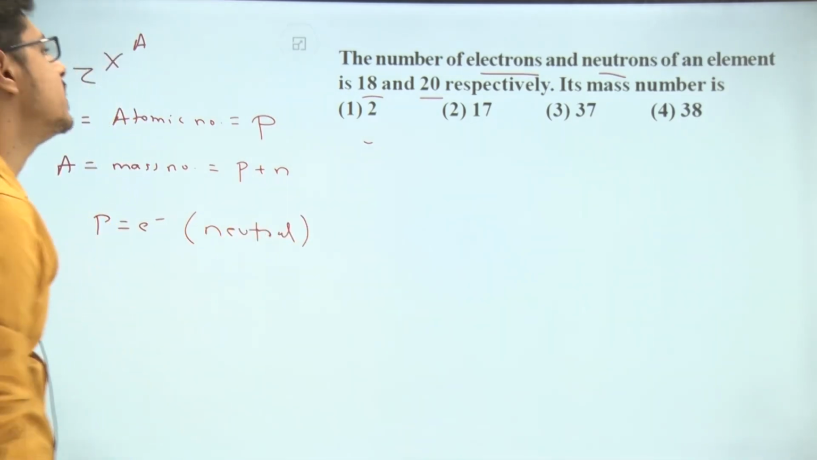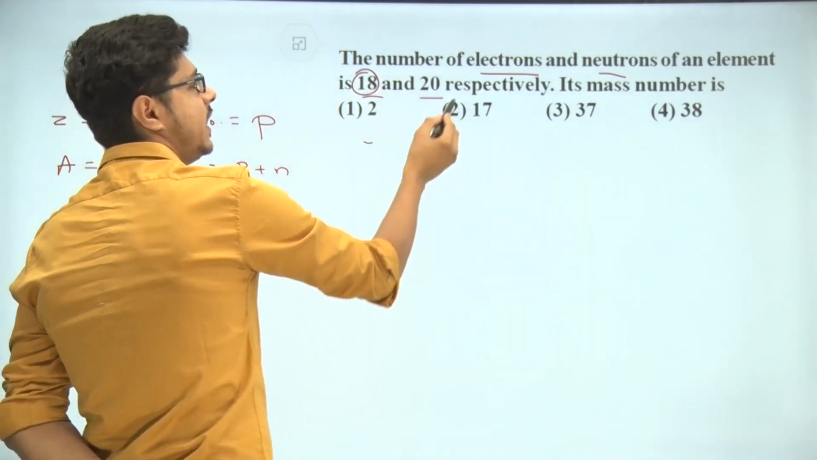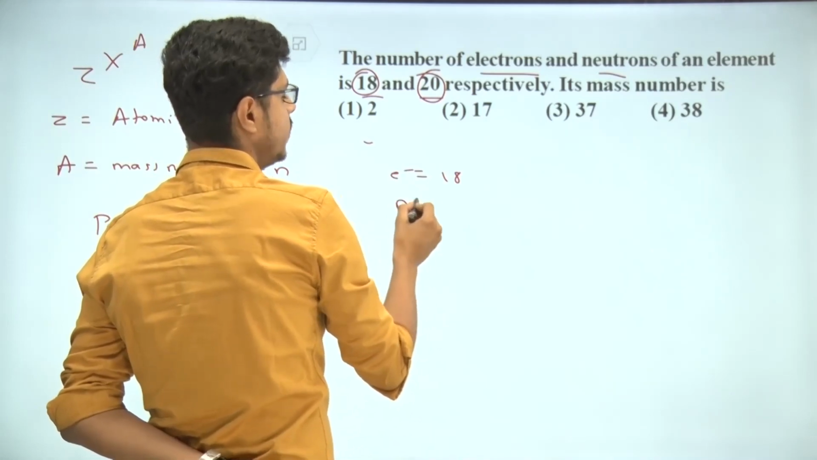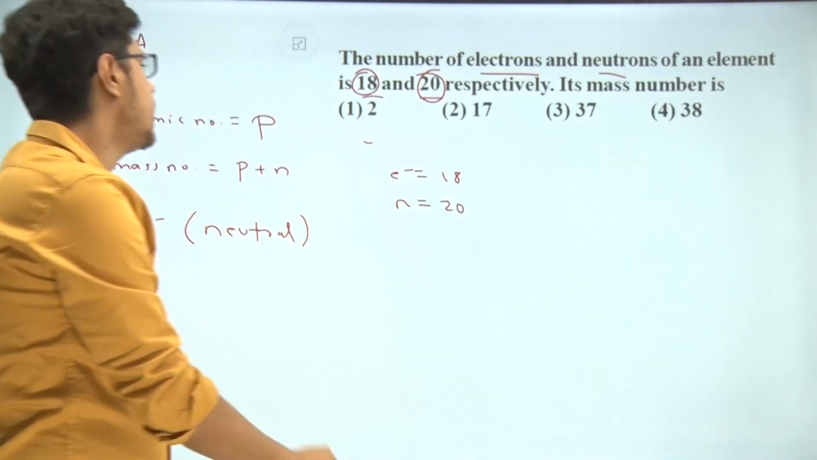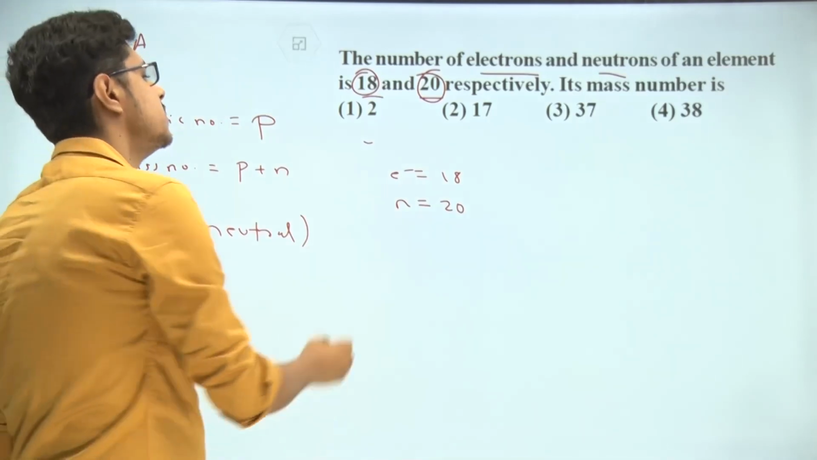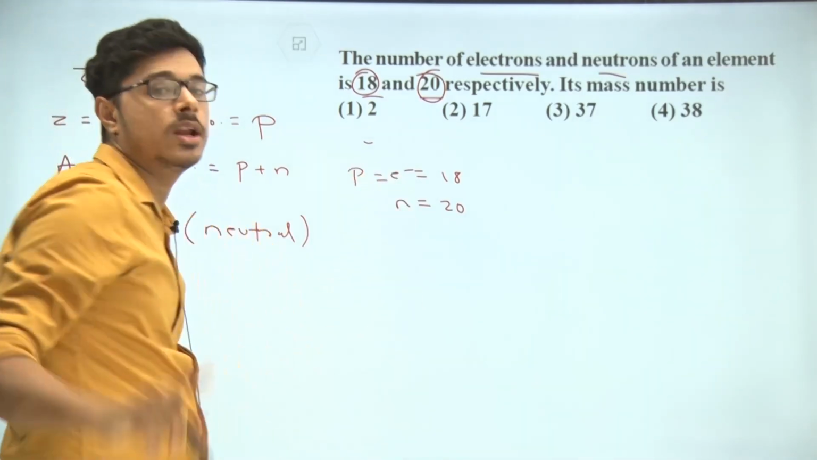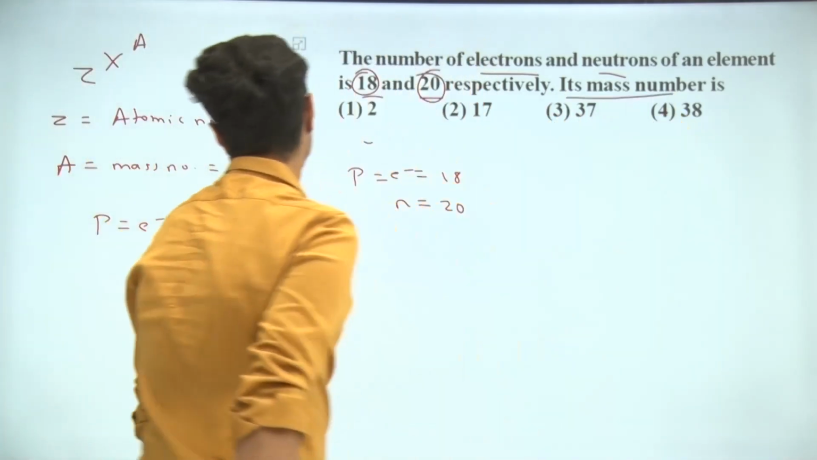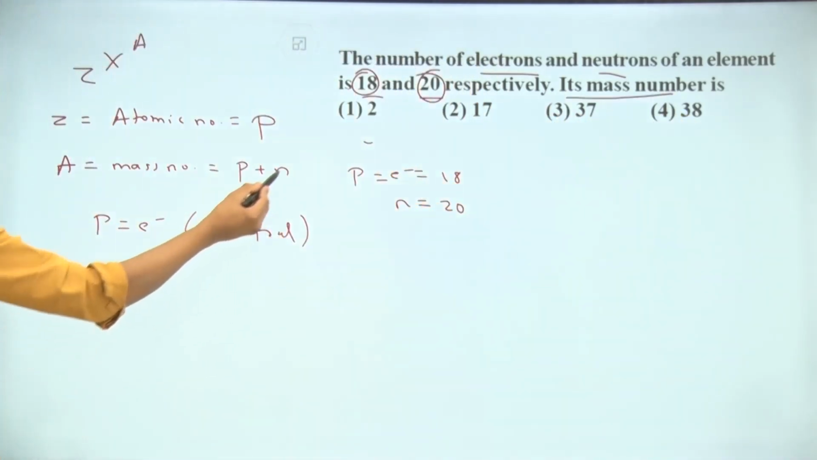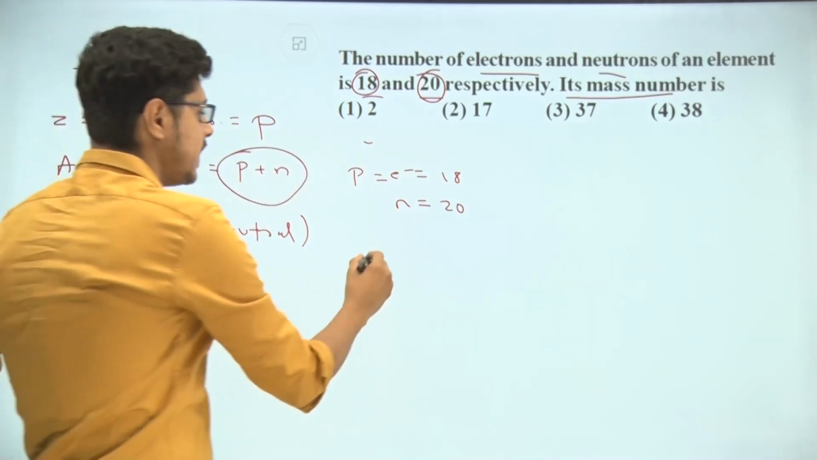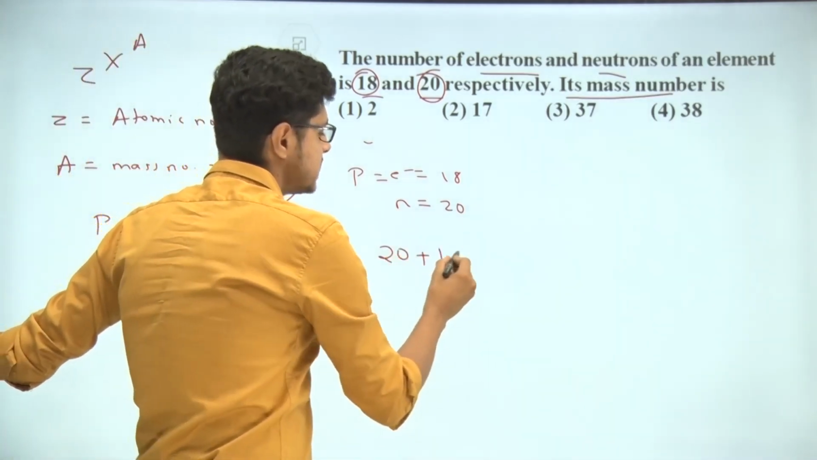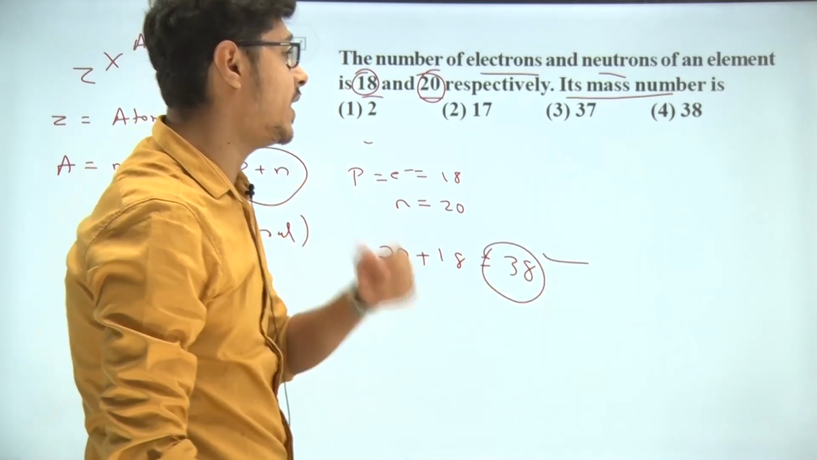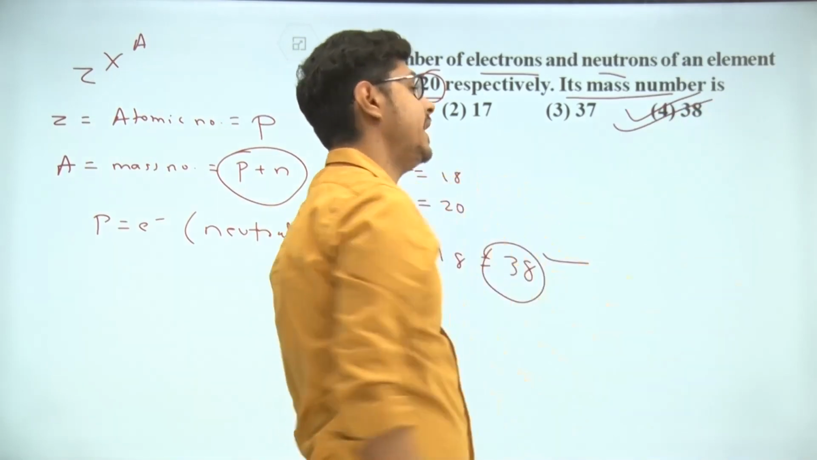So now we are given that the number of electrons is 18 and the number of neutrons is 20. Correct. So now, since it is a neutral species, the number of electrons will be equal to the number of protons. Now we need to find the mass number. Mass number is basically the number of neutrons plus protons. So that will be equal to 20 plus 18. So this is coming out to be 38. Correct. So from here our correct option will be option number 4, that is 38.